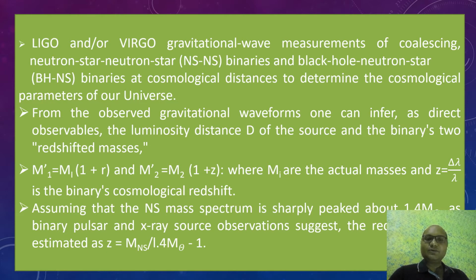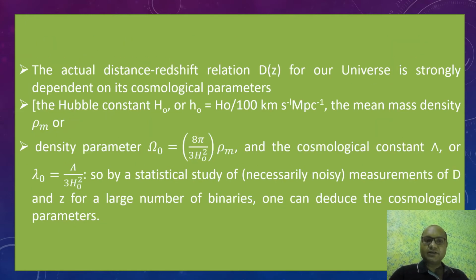Assuming that the neutron star mass spectrum is sharply peaked about 1.4 solar masses, as binary pulsar and X-ray source observations suggest, the estimation of z should be the redshifted mass of the neutron star divided by 1.4 solar masses, minus 1. The actual distance-redshift relation d(z) for our universe is strongly dependent on its cosmological parameters: the Hubble constant h = H0 over 100 kilometer per second per megaparsec, the mean mass density rho m, or density parameter Omega = 8 pi by 3 H0 squared times rho m, and the cosmological constant lambda.